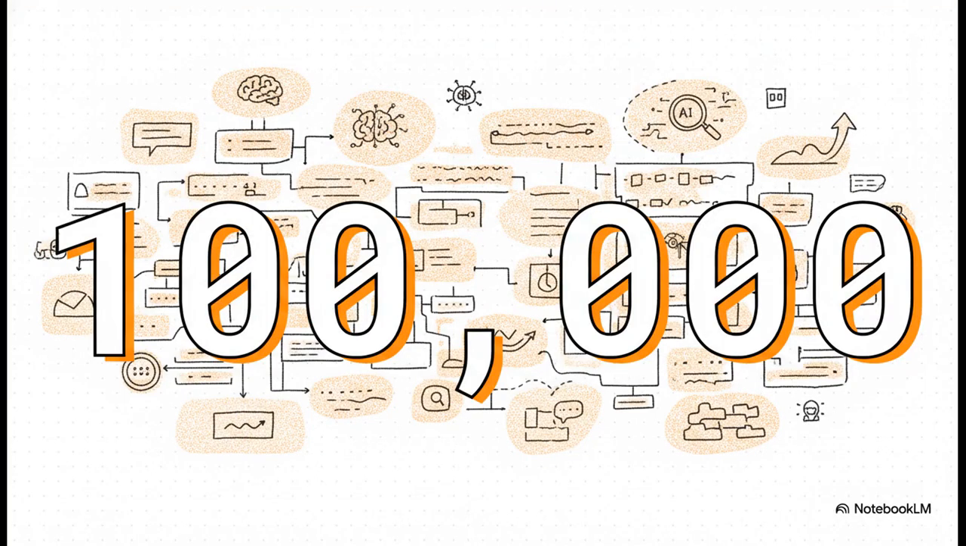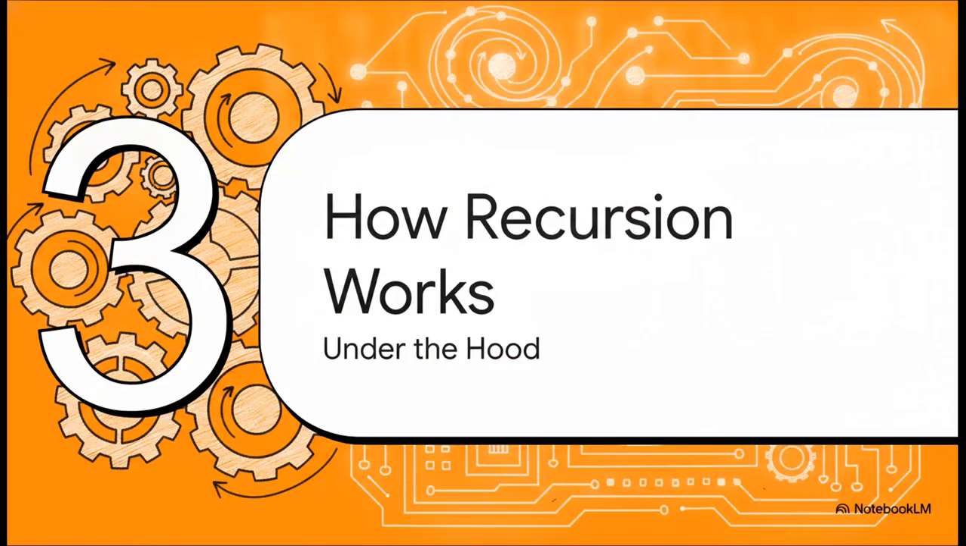And just to put the sheer scale of this into perspective, this entire framework was built from the ground up with the ambitious goal of supporting context lengths far greater than 100,000 tokens. That's unlocking a level of massive problem solving that standard reasoning simply cannot touch. Okay, part 3. Let's look under the hood at how recursion actually works.